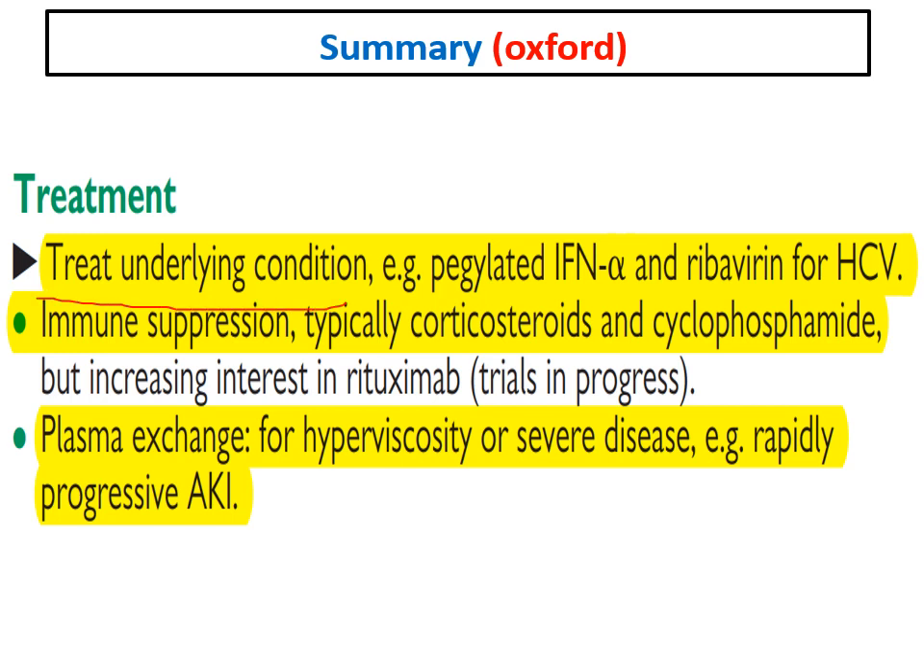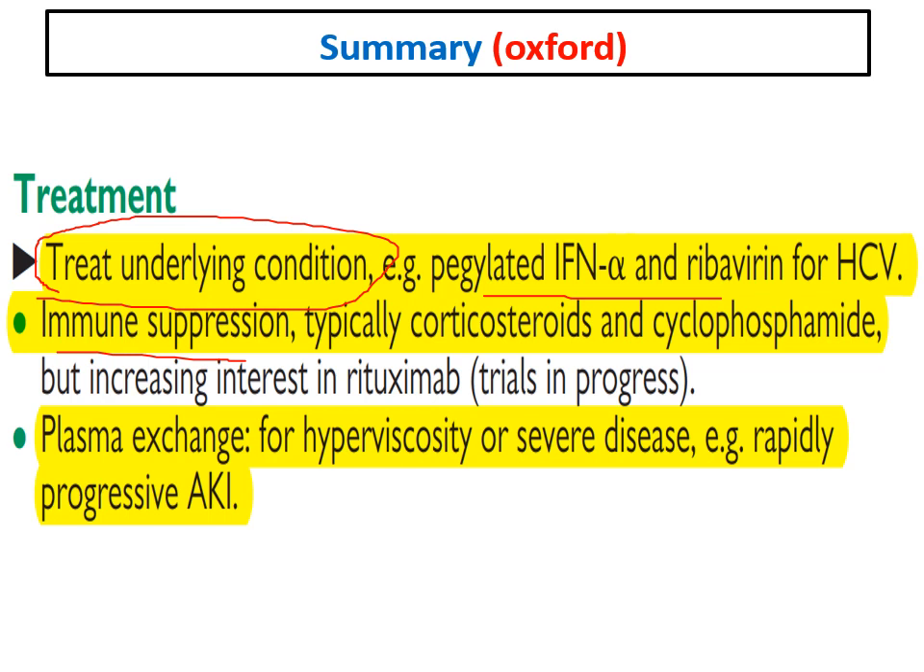Treatment. Treatment should be directed first at the underlying condition. As we said, in most cases of hepatitis C, the main treatments nowadays are direct antiviral drugs. In cases with stable condition or non-nephrotic range proteinuria, we should treat hepatitis C virus with direct antiviral drugs. But in conditions with cryoglobulinemia and severe conditions, or RPGN or nephrotic range proteinuria, we should add immunosuppression to the direct antivirals.